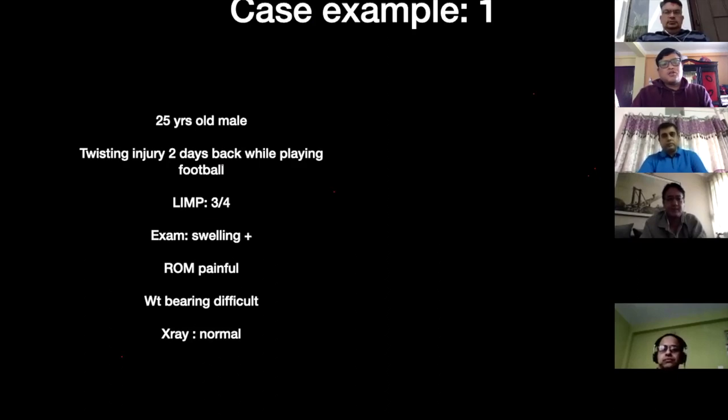Okay. So, a 25-year-old male, he has a twisting injury 2 days back while playing football. The LIMP index was 3/4. On examination, there was swelling. The swelling was significant and the range of motion was very painful and he cannot weight bear. An X-ray was done at some center, and the X-ray was normal. So, what would you like to do in this case? A 2-day-old injury, a very active individual.